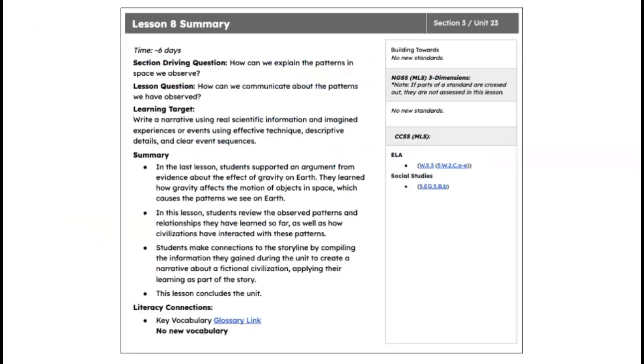There are several opportunities for ELA and social studies cross-curricular connections throughout the lesson. You can look for specific standard connections in the Unit 23 Teacher Guide. This lesson will take approximately 6 days to complete.